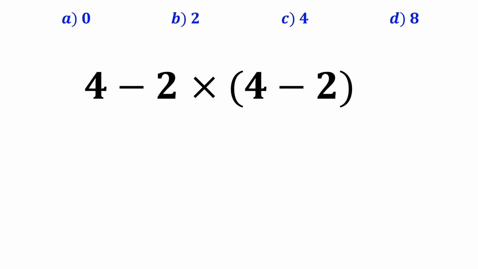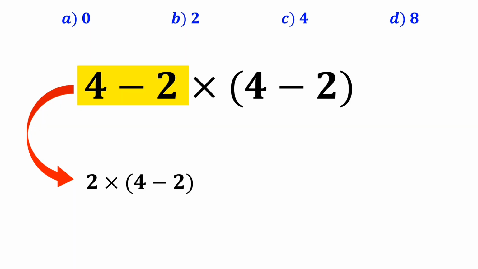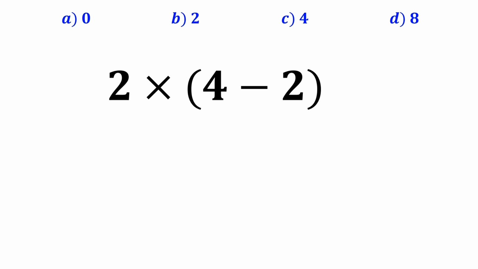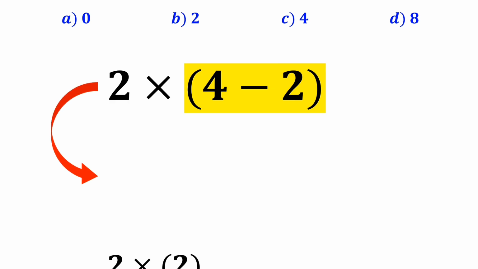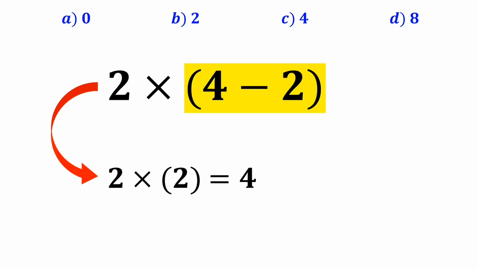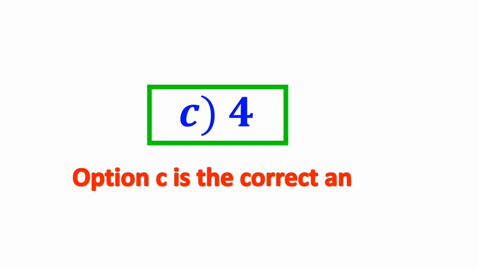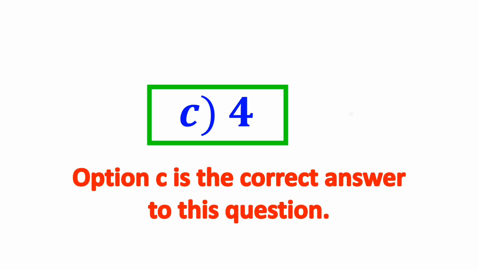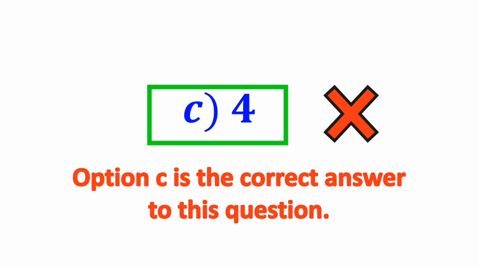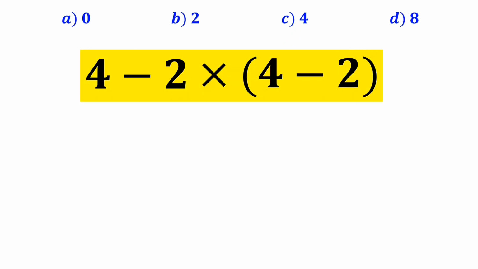In the first step, most people do 4 minus 2 that I have highlighted in yellow. So it becomes 2 minus open parenthesis 4 minus 2 close parenthesis. In the next step, they calculate 4 minus 2 inside the parenthesis, which becomes 2 times 2, and finally the answer becomes 4. Then, without any hesitation, they say that option C is the correct answer to this question. But that's definitely wrong. Now let me show you how to solve this expression properly.